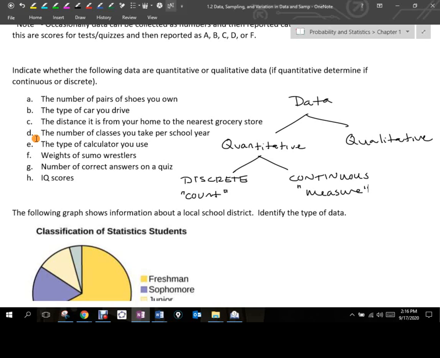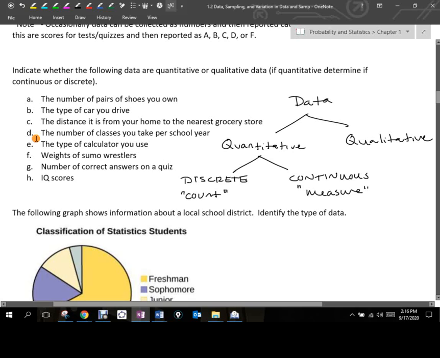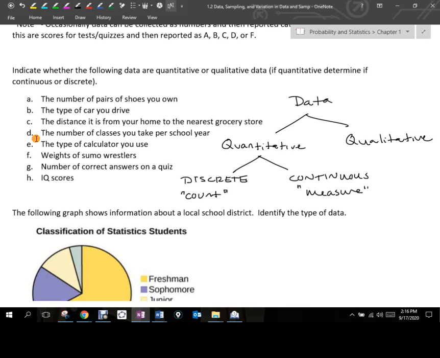Okay, so if I'm looking at these examples, this is kind of what I'll do tomorrow in some fashion: I'll give you some scenarios and ask you to identify this as quantitative or qualitative, and then if it's quantitative, I'll ask you to go a little bit further and say, okay, well, it's discrete or continuous. Okay, so A there says the number of pairs of shoes you own. Is that quantitative or qualitative? Quantitative, okay? And if it's quantitative, is it discrete or is it continuous? Discrete, okay? You can only have whole numbers, right?